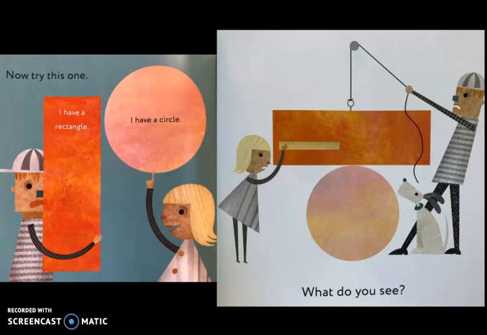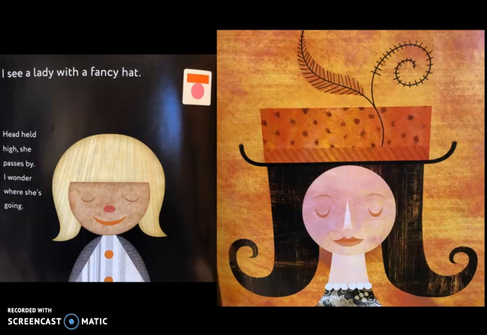Now try this one. I have a rectangle. I have a circle. What do you see? I see a lady with a fancy hat. Head held high, she passes by. I wonder where she's going.